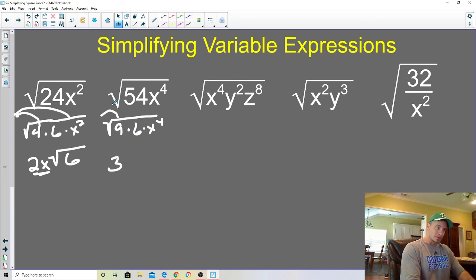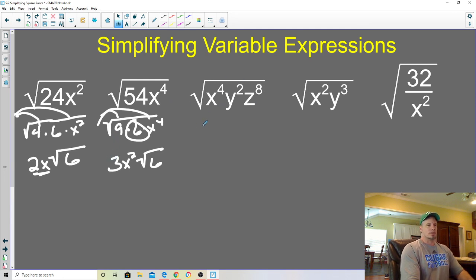Okay. I'm bringing this one out by taking the square root of x4. And remember, I take half of the exponent when we're dealing with variables. x2. And the trash stays in. So square root of 6 is what I have left over there. So it's 3x squared because these two came out. And this one stayed inside, square root of 6.